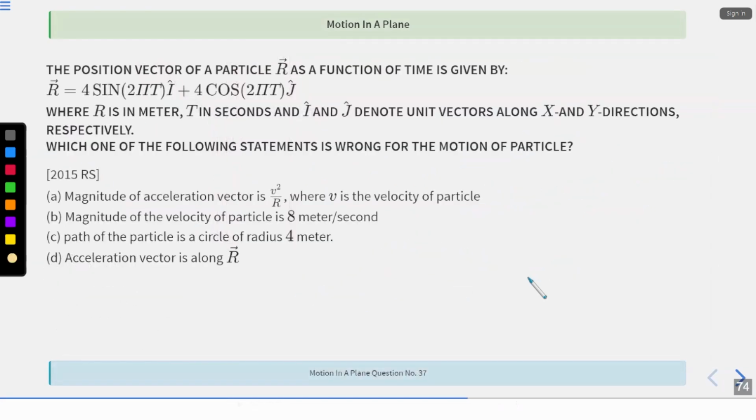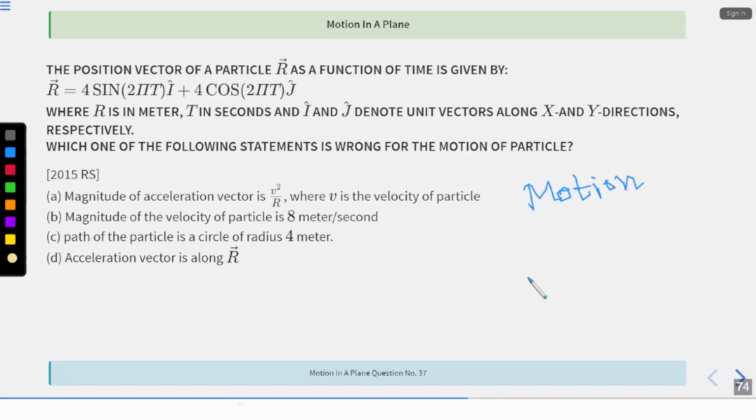The next question states that the position vector of a particle r as a function of the time is given by r is equal to 4 sine 2 pi t i cap plus 4 cos 2 pi t j cap, where r is in meter, t is in seconds, and i cap, j cap denote unit vectors along x and y directions. Which of the following statements is wrong for the motion of the particle? So again, we are covering the concept motion.